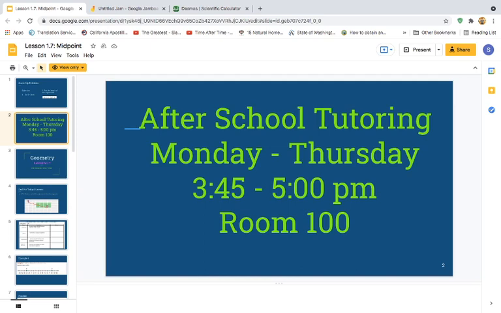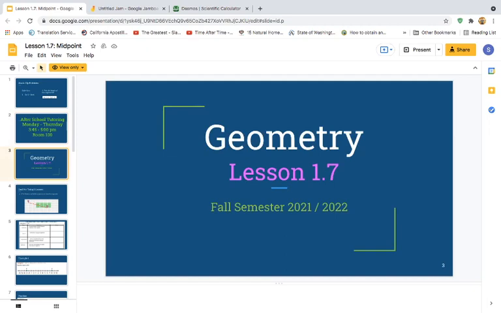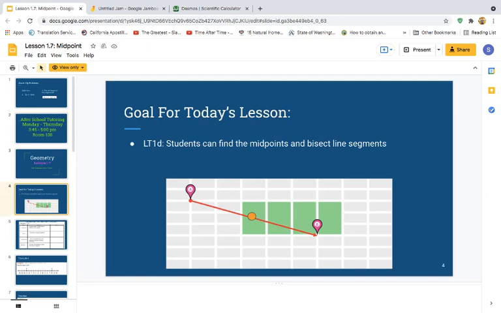Totally up to you. This is going to be lesson 1.7, and we are going to be dealing with what is called midpoint. Midpoint.